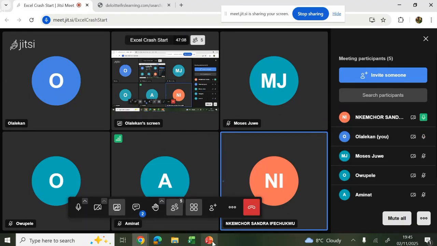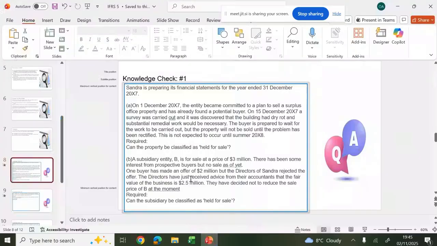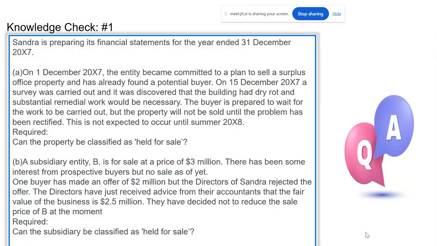For that question, my own opinion is it cannot be held for sales. My reason is because of no consideration. They have not been able to agree on a fixed price. I think that's the reason. But I did not see the condition because I came in late.